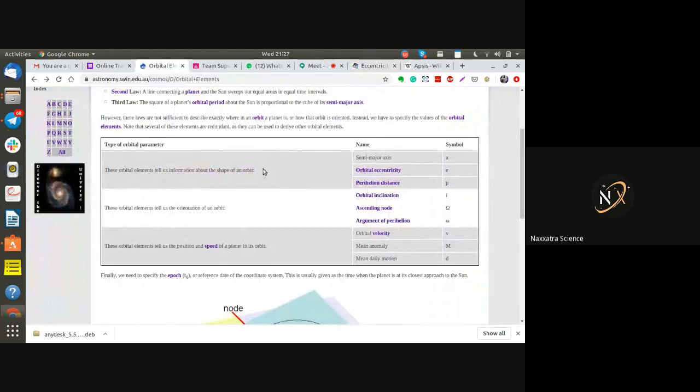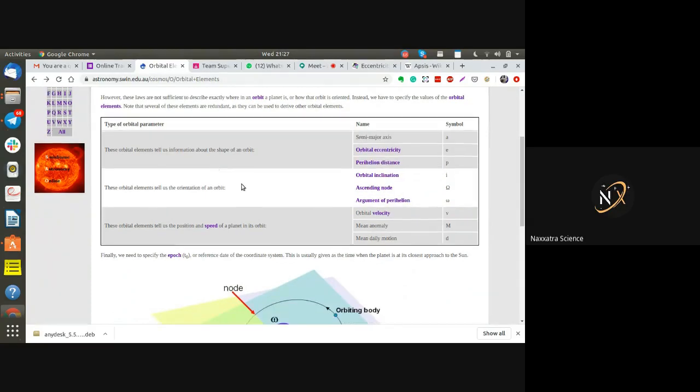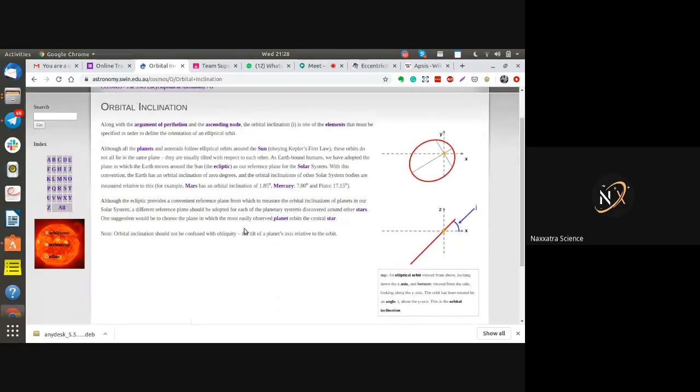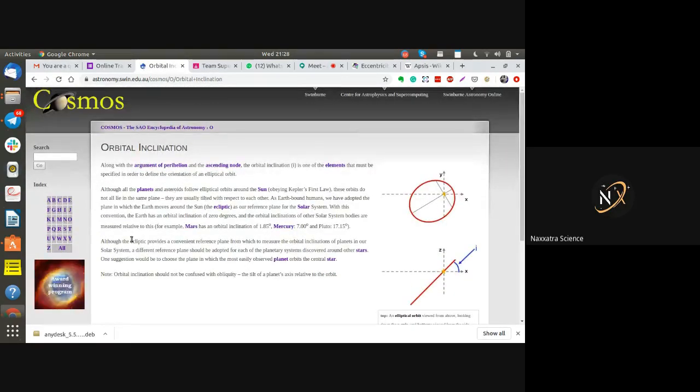So yeah, these 3 help in defining the shape of the ellipse. So the next 3 require you to visualize it properly. You need to be able to imagine it. So just make sure you have the picture in your head. So first one is orbital inclination. Orbital inclination needs a reference plane. So in the solar system, we usually take the Earth-Sun plane as the reference frame.